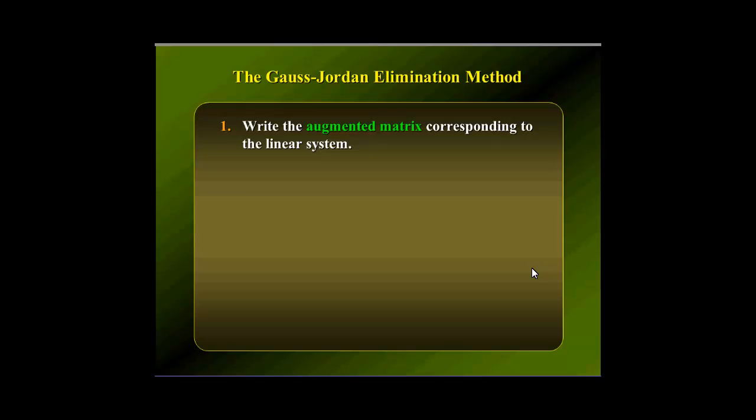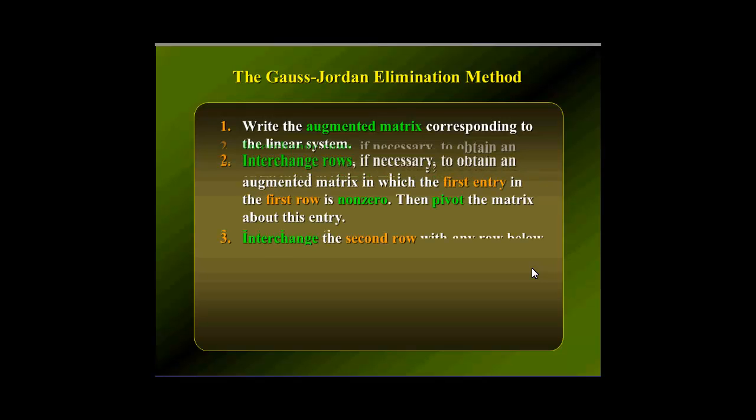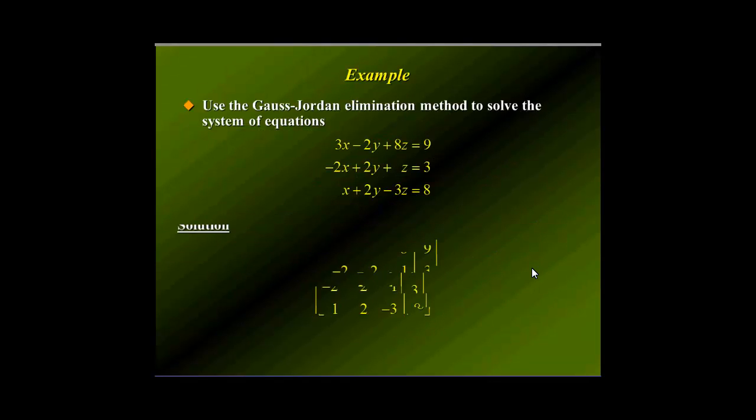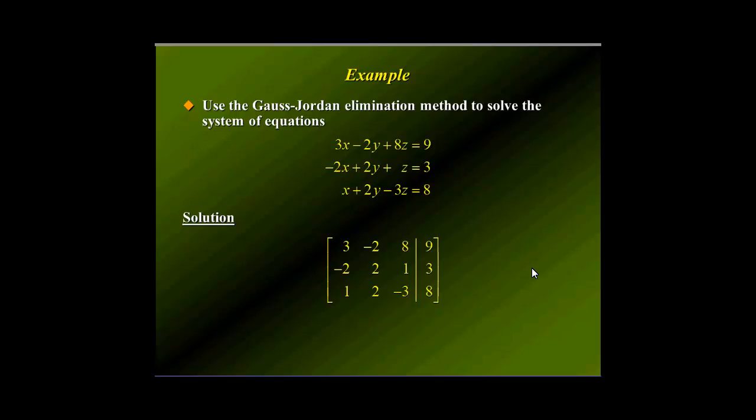Similarly, write the augmented matrix corresponding to the linear system of equations. These are the rules that are written. The system of equations is given here, and we are going to solve it. First of all, we have to write the augmented matrix. Here we write the augmented matrix, and our first aim is to convert the first element to 1.